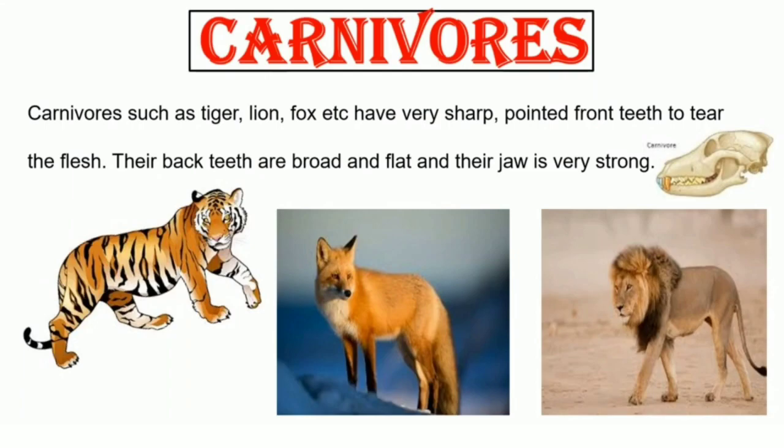Let us discuss the carnivores. Carnivores such as tiger, lion and fox, etc. have very sharp, pointed front teeth to tear the flesh. Their back teeth are broad and flat and their jaw is very strong.